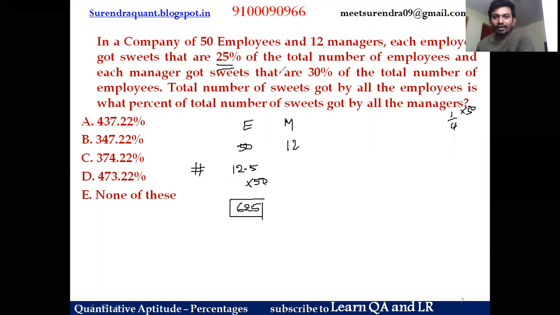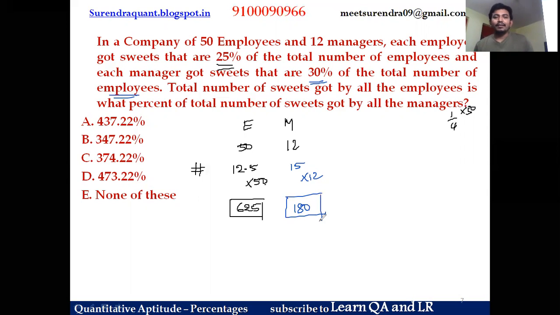Each manager got 30% of the total number of employees. So employees are 50, and 30% of that is 15. So each manager got 15 suits. For 12 managers, 15 12s are 180 suits.